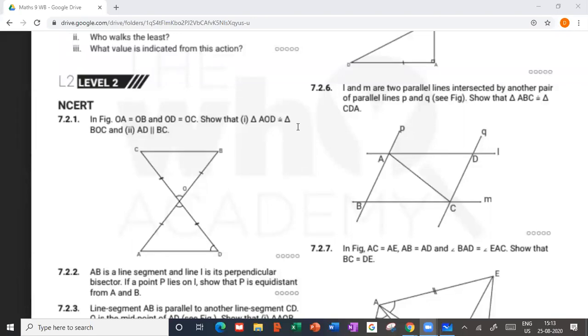Ma'am, can I answer? Yes, sure. Ma'am, it's already given that OC is equal to OD and OA is equal to OB, and angle COB is equal to angle AOD because they are vertically opposite angles. Correct. So, ma'am, they are governed by SAS. Awesome.